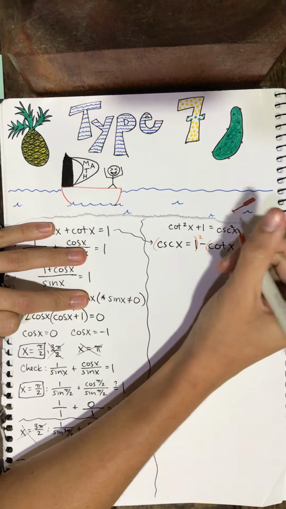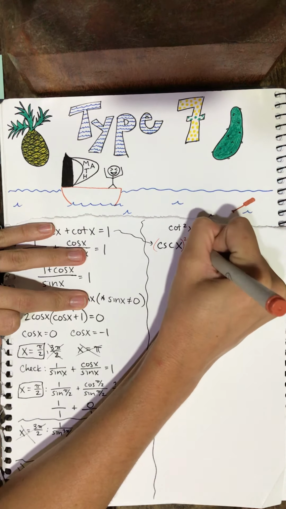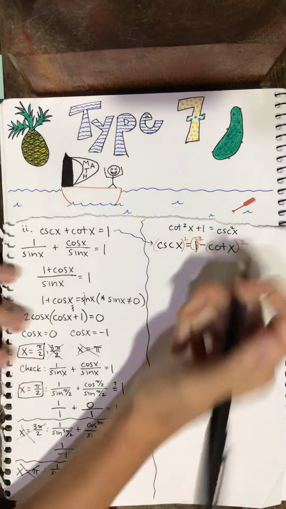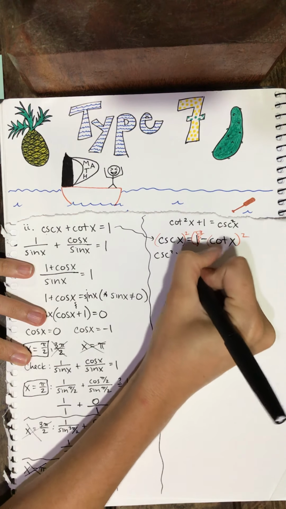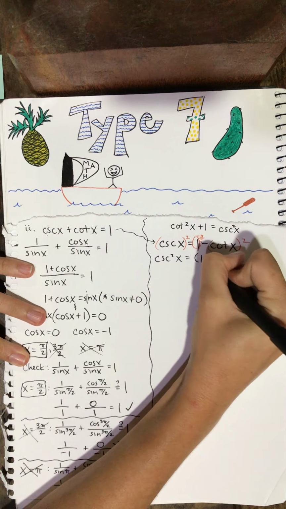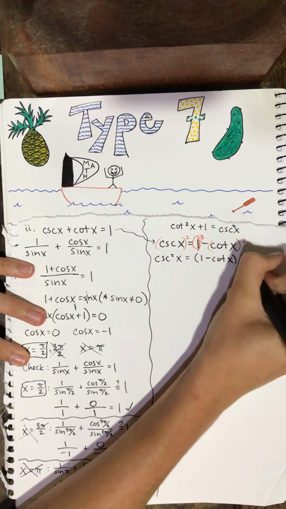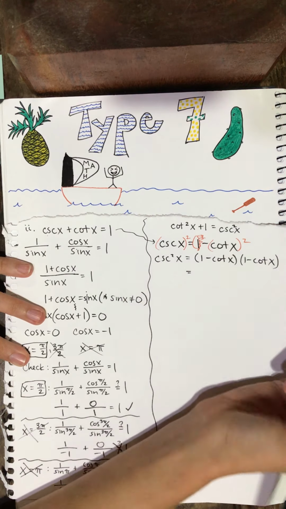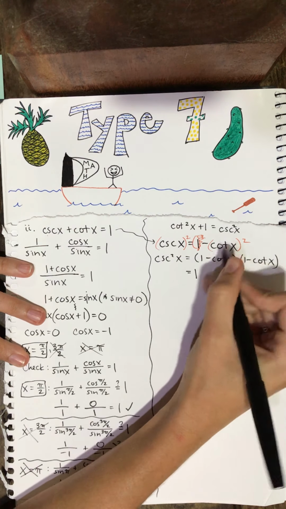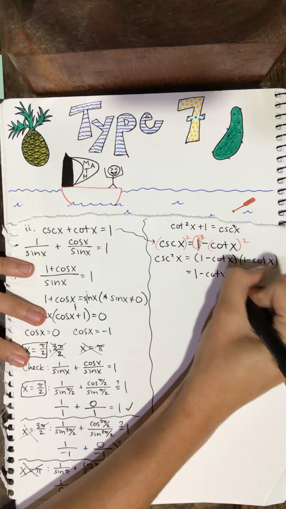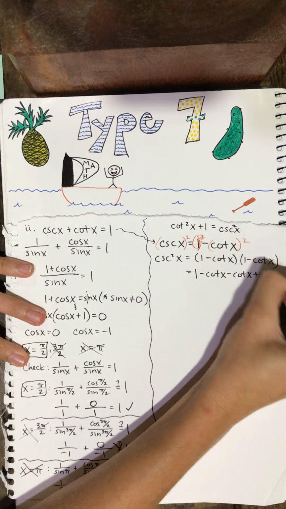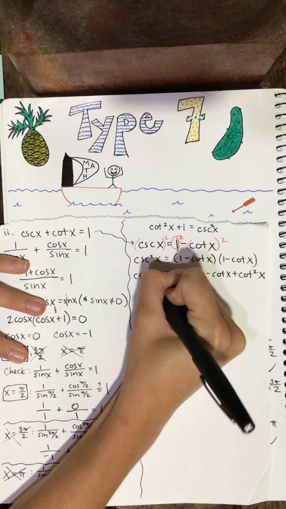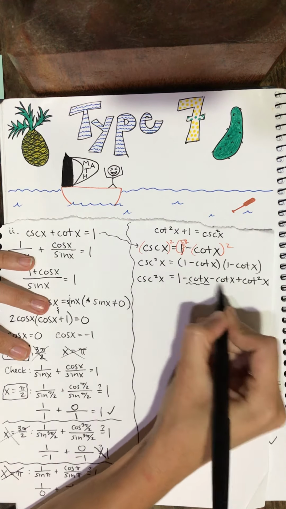Squared. Oh geez, I put my square in the wrong spot. Squared. Hope that doesn't mess y'all up. So I'm going to have cosecant squared of x over here. And then over here, I've got to distribute. So I'll write it out: 1 minus cotangent of x times 1 minus cotangent of x. Distribute that: 1 minus cotangent of x minus cotangent of x plus cotangent squared of x is equal to cosecant squared of x. Combine your like terms.